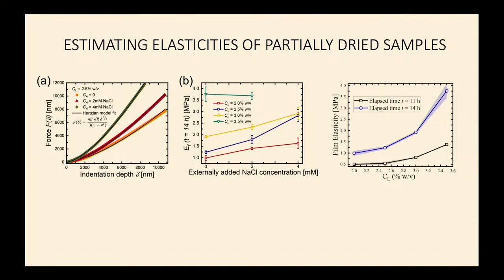This is just representative data at two different elapsed times since the material was loaded into the Petri dish: this is for 14 hours, this is for 11 hours. The data at 14 hours shows a larger, if you can call this a film, I don't know, I like calling it a layer because it's a little thicker than a film. For the data at 14 hours, when there's been more solvent loss and more aging, you can see that the elasticity evolves much faster as you change the concentration than in the case of the younger sample.